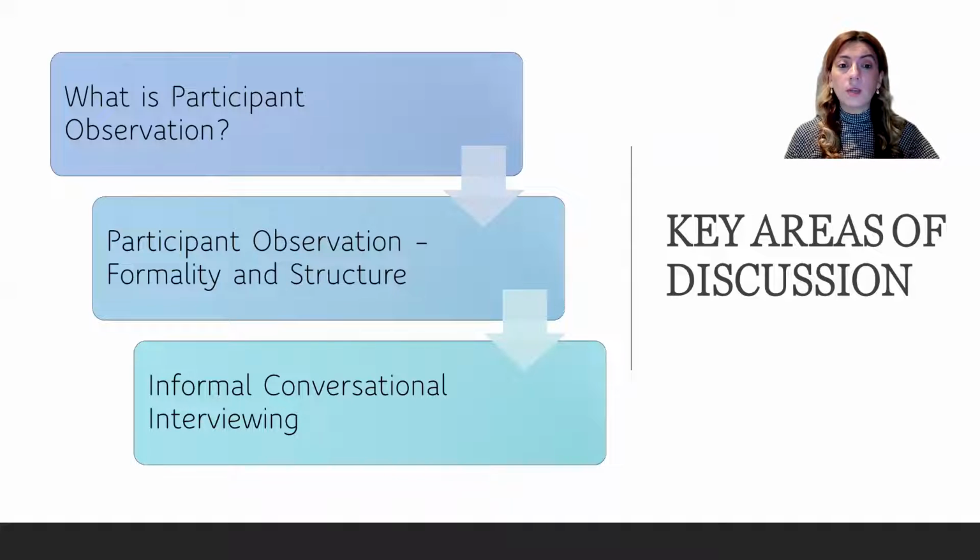So first of all, what is actually participant observation? What is participant observation between formality and structure? And a couple of informal conversational interview techniques that can be applied in ethnography.